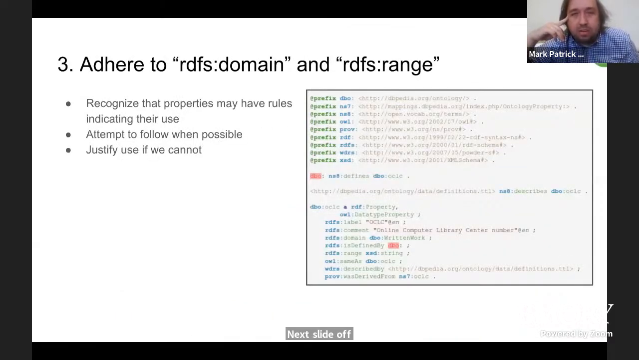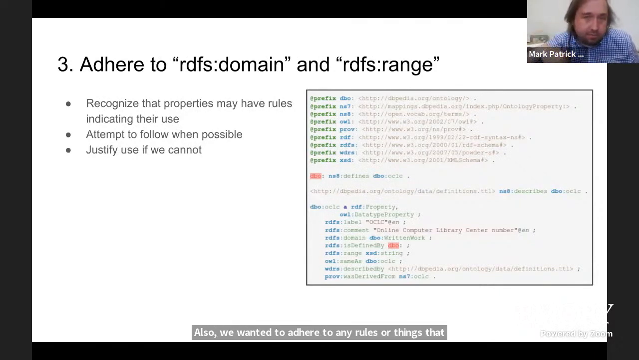Also, we wanted to adhere to any rules or things that were indicated by the RDF property itself. Specifically, we wanted to acknowledge that if we were using a property, that property might indicate how it should be used, and if so, we wanted to try to follow that. So essentially, if a property had a domain or a range, we wanted to make sure that we were thinking about how using that property would relate to the subjects and objects of our triples. Specifically, we wanted to think about, can we follow it? And if we can't, we need to justify why we can't, but we're still using it. Next slide.